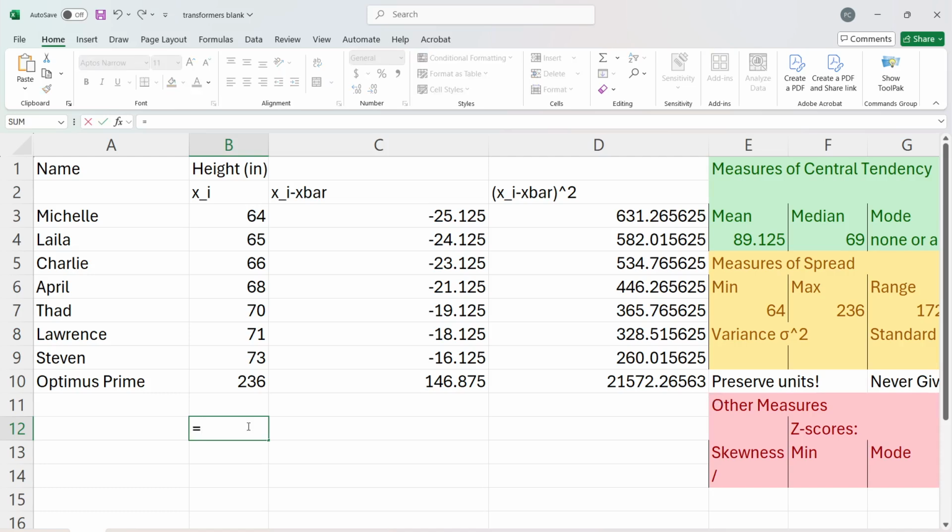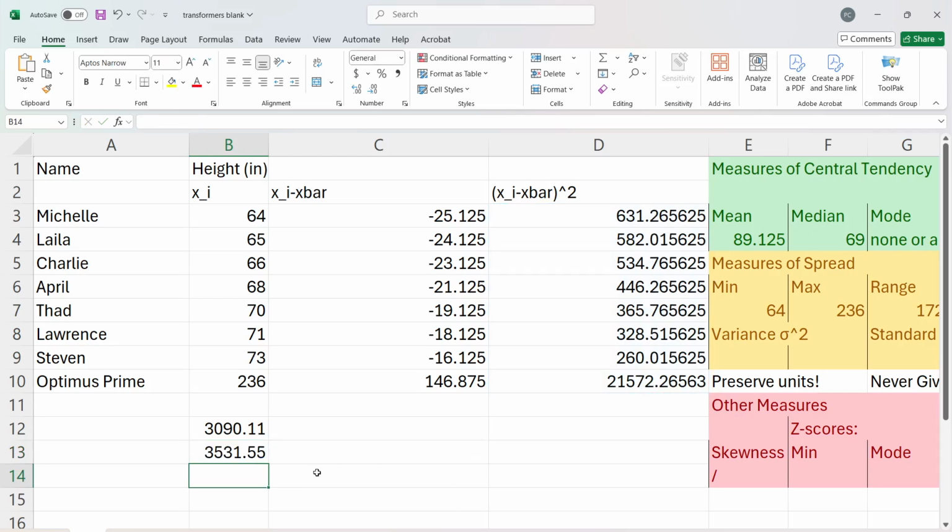This is equal to the sum of, let me grab all of the xi minus x bar, close parentheses, squared, and divide it by 8, which is the wrong number. Let me do that again. Say equals the sum of all these observations divided by 7.